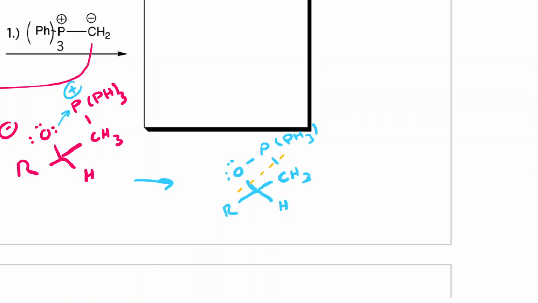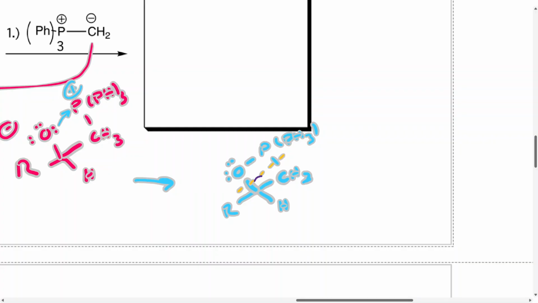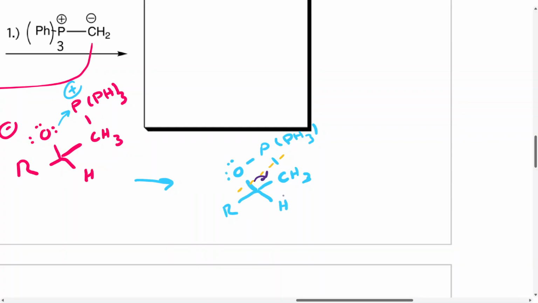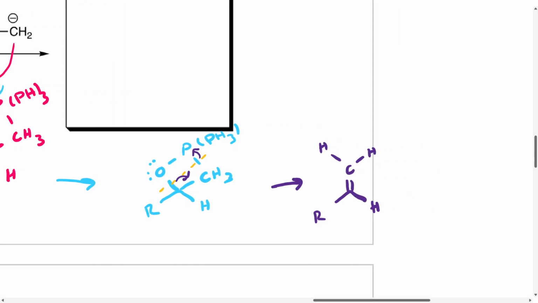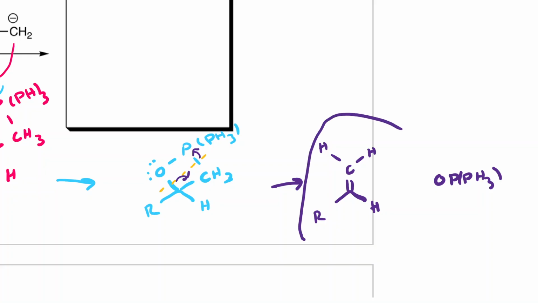the bonds between the carbon and oxygen go to this carbon and oxygen. I mean, this carbon-carbon bond. And then this bond here goes to the P. So then what we end up with is that we now have a carbon-carbon double bond. And OPPh3 in the solution. But this is our final product.